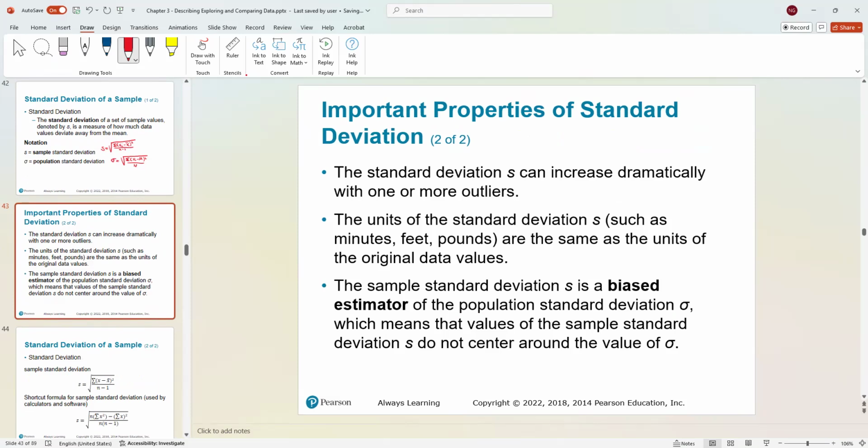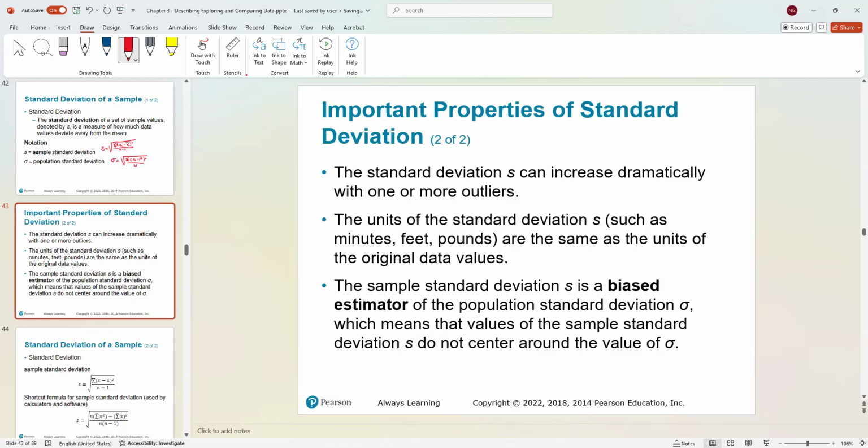So we said the standard deviation S can increase dramatically with one or more outliers if the numbers are big. Consider a company where we are interested in employee salary. If most of your salaries range from 40,000 to 55,000, but you have the CEO with an annual income of 500,000, it will definitely affect the average, the mean, and it will also affect the variance and the standard deviation.